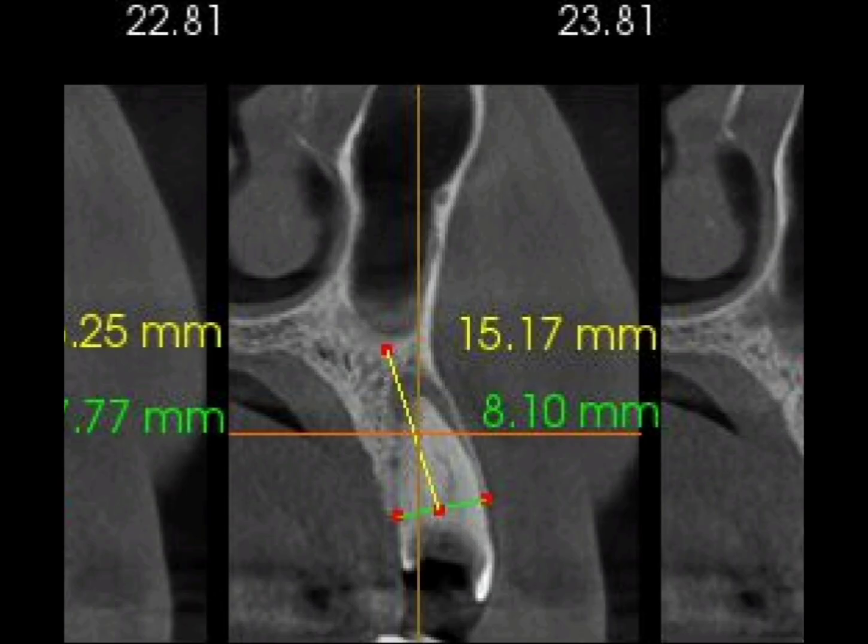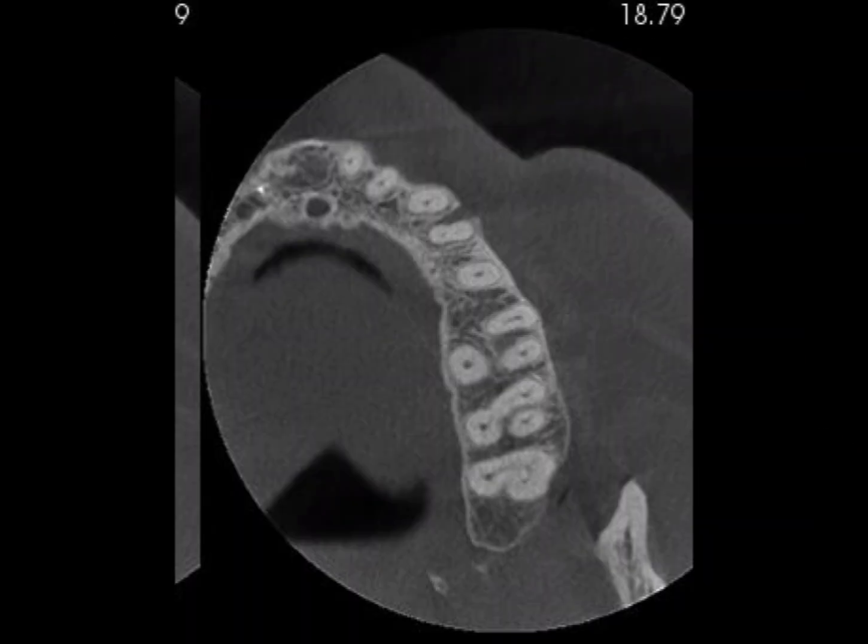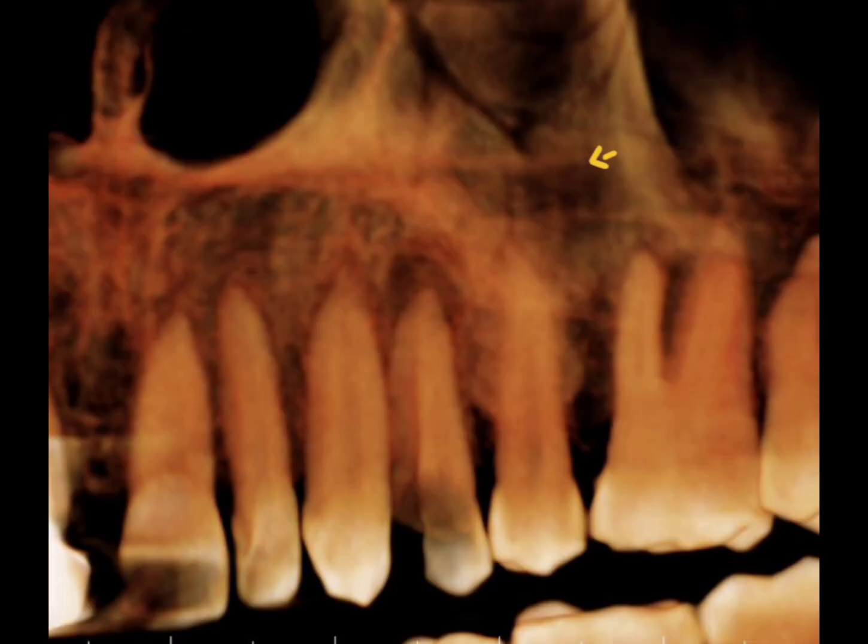CBCT analysis. Since this was a challenging case, a CBCT scan was advised. The CBCT revealed a buccopalatal bone width of approximately 8.1 mm, and available bone height from the crest to the sinus floor of approximately 15.17 mm. However, the most important finding was the presence of a buccal fenestration defect associated with the infected tooth. This helped us anticipate the surgical challenges and plan the implant position more accurately.